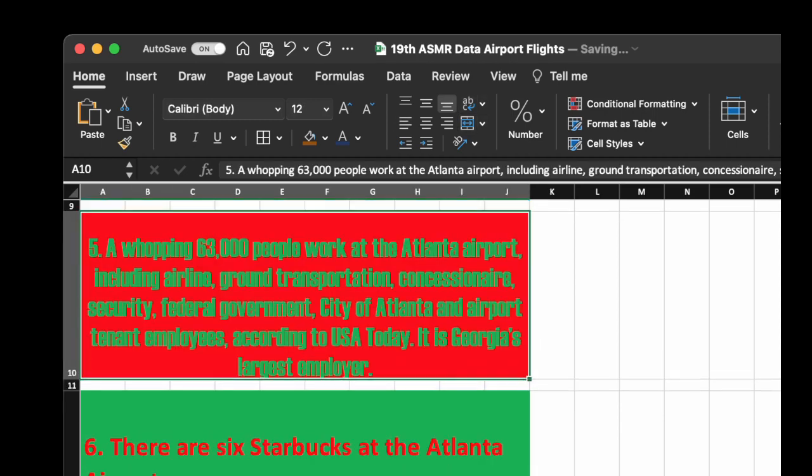Alright, fun fact number 5. A whopping 63,000 people work at the Atlanta airport, including the airline, ground transportation, concessionaire, security, federal government, City of Atlanta, and airport tenant employees, according to USA Today. It is Georgia, and this is the state of Georgia, not the country of Georgia. It is Georgia's largest employer.